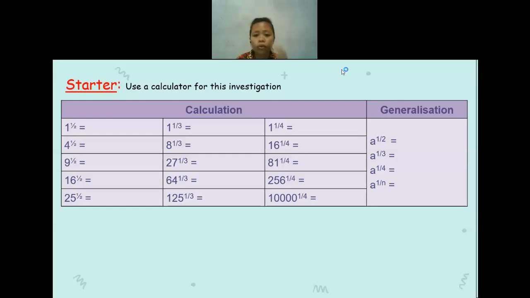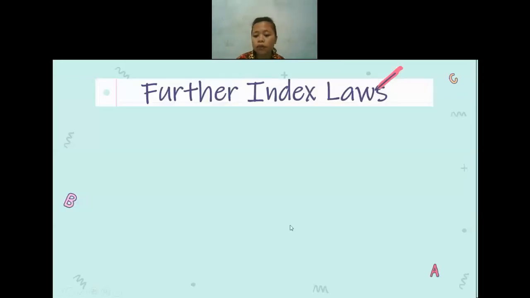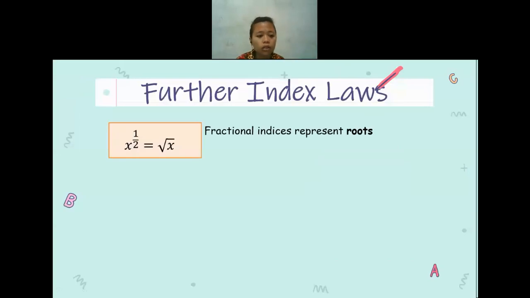Okay, so before we already learned about some laws in fractional indices. As you can see, x to the power of a half is the same thing as the square root of x. When I have x to the power of 1 per n, it will be the same thing as the n-th root of x. So if it is x to the power of 1 per 3, it will be equal to the cube root of x. If I have 1 per 4, it will be equal to the fourth root. If it is x to the power of 1 per 5, it will be equal to the fifth root, and so on.